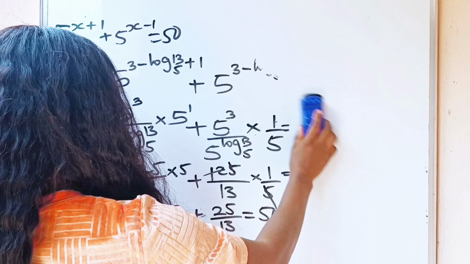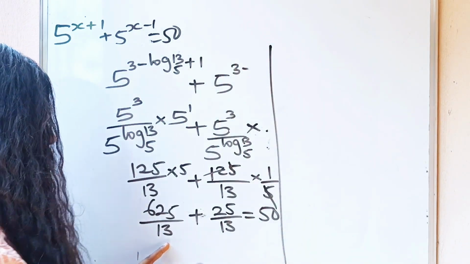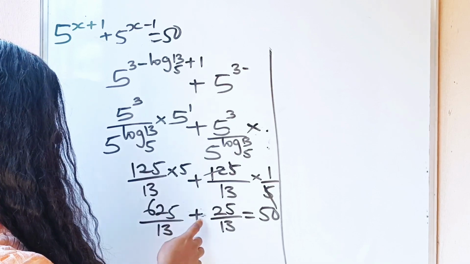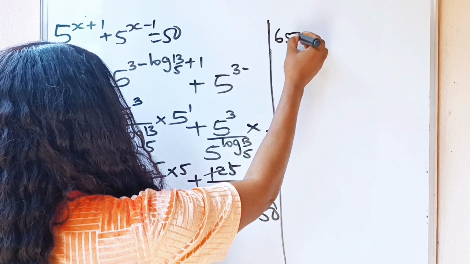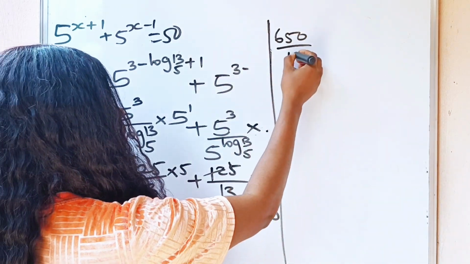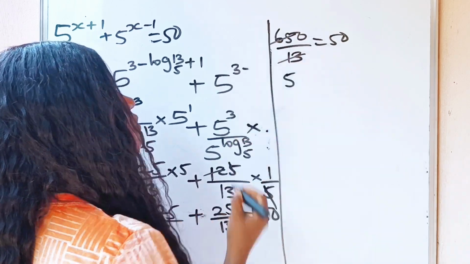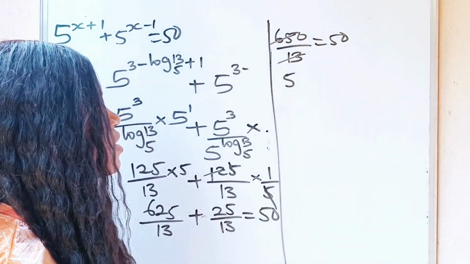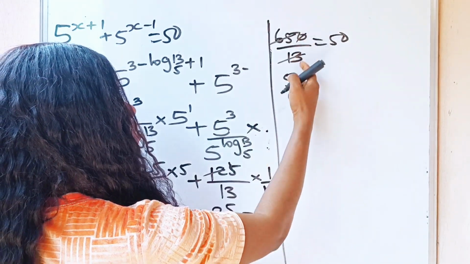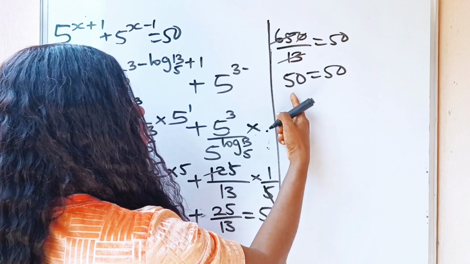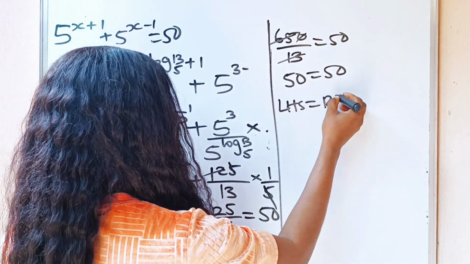All right, please just stick with me while we check what we did. Now 625 plus 25 will give us 650. So we have 650 divided by 13, they have the same denominator, is equal to 50. Now when this divides this, we are going to have 5 remainder what? Remainder 0. Yes. And when 0 is divided by 13, we have 0. So that means that we have 50 is equal to 50. The left hand side is equal to the right hand side.